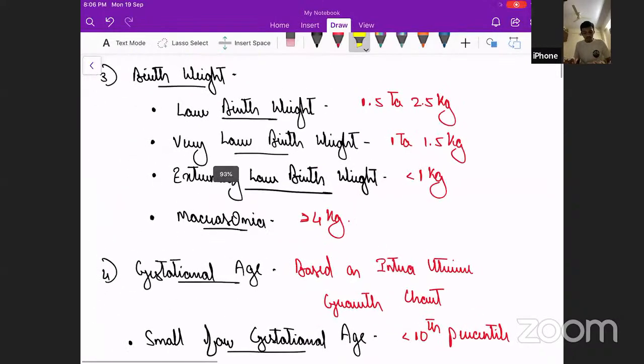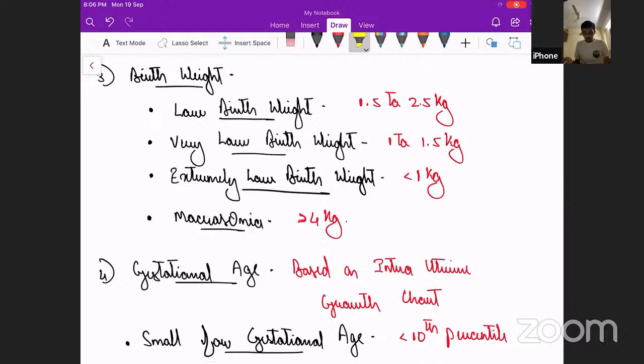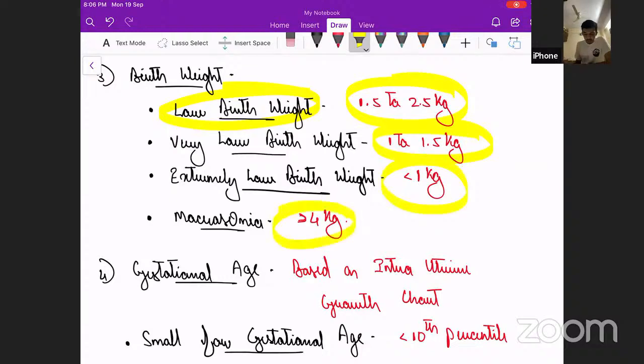Now, coming to the birth weight. Based on birth weight, how do we classify neonates? Low birth weight is between 1.5 to 2.5 kg. Very low birth weight is between 1 to 1.5 kg. Extreme low birth weight is less than 1 kg and macrosomia is more than 4 kg. So between 2.5 to 4 kg, we expect a normal birth weight newborn baby. Somewhere between 2.5 to 3.5 kg, we expect it to be in India.